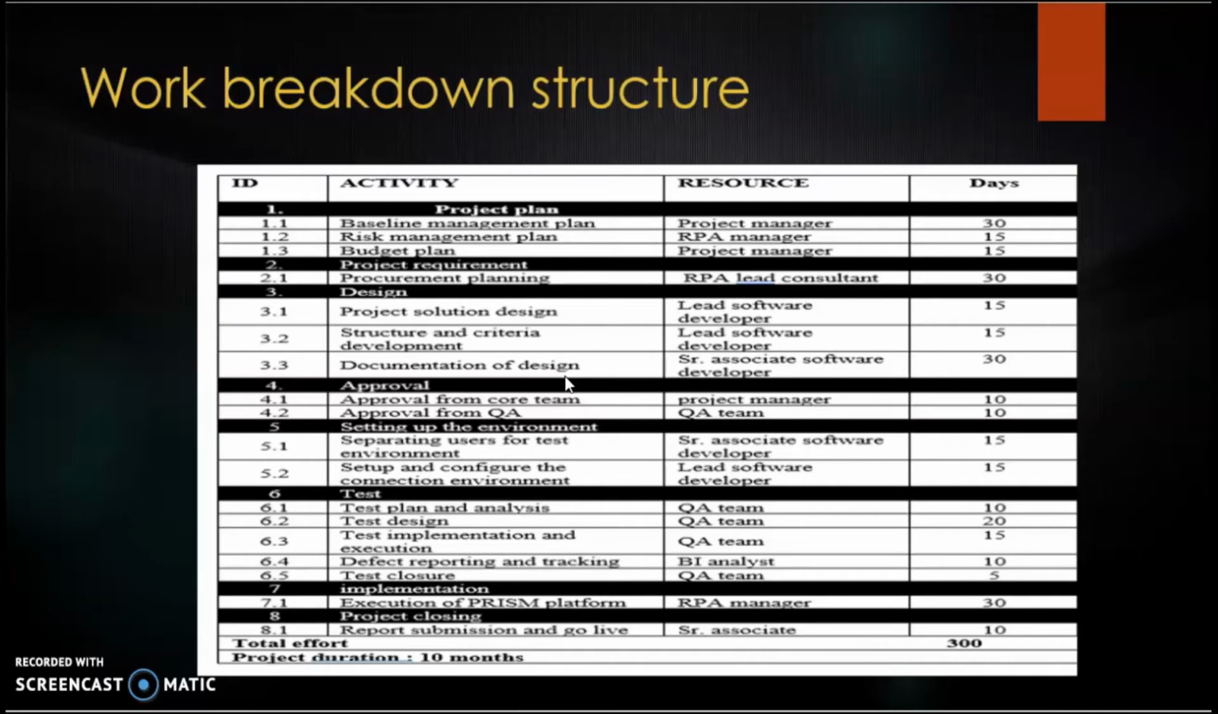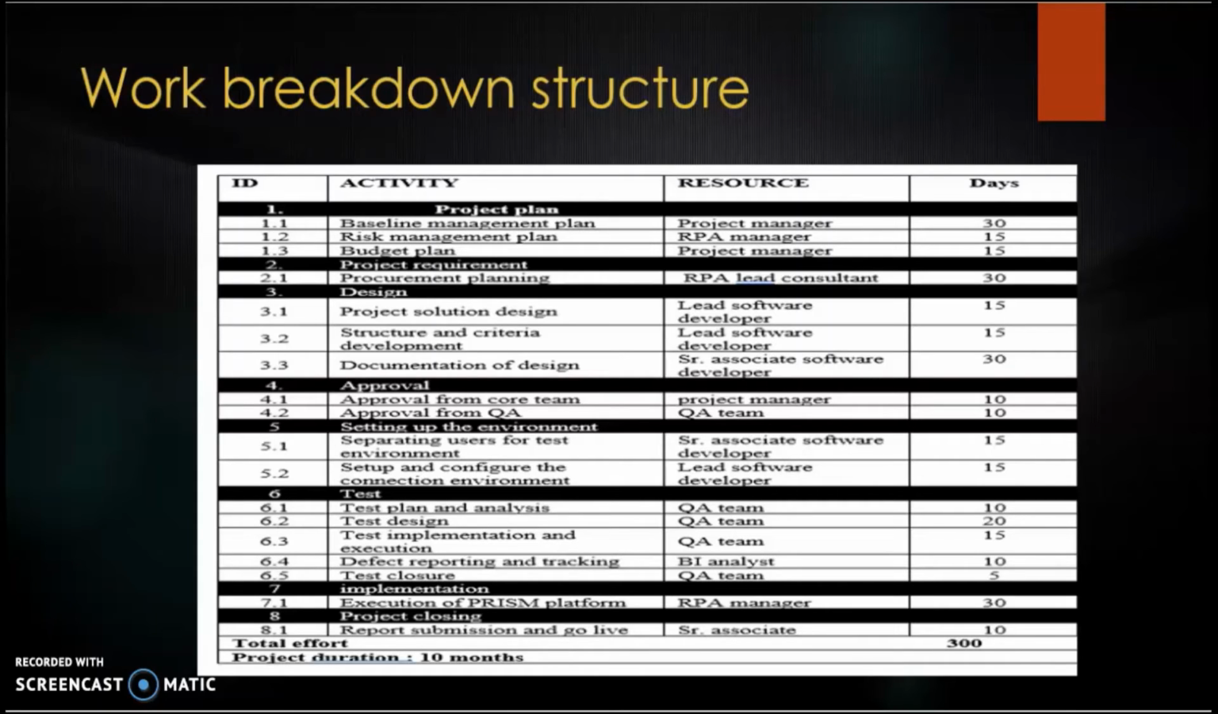The next stage is the setting up of the environment. It also consists of two stages. The first one is separating users for the test environment, and the resource person for that is the senior associate software developer. The maximum time period is 15 days. The next is to set up and configure the connection environment. It was done by the lead software developer, and the maximum time period is 15 days.